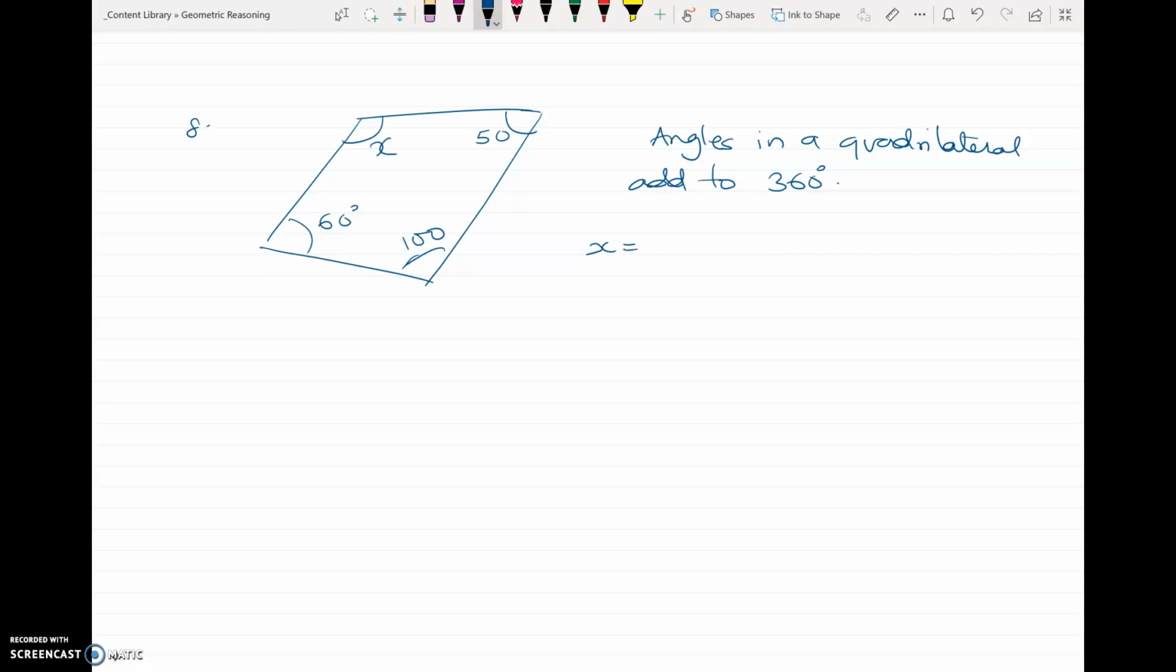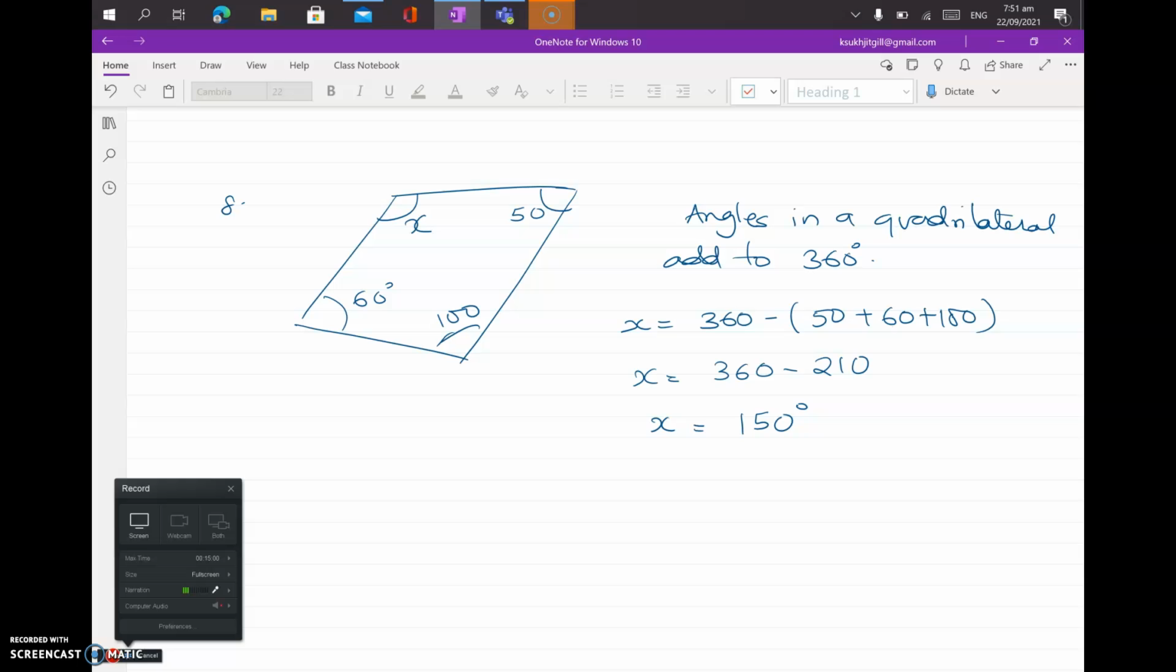To find x, you will go 360 minus 50 plus 60 plus 100. You will add all of these and you will find the answer. So in this case, 60 plus 50 is 110. So it means 210, which means your x is 150 degrees. And this is how you find missing angles using quadrilateral property. So in the next lesson, we'll be looking at parallel lines.